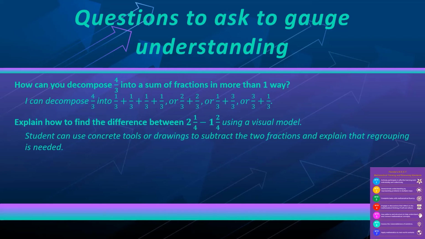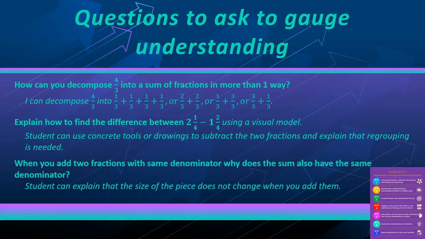So I could subtract 2 minus 1, but I'm going to have some problems when I try to take 2/4 away from 1/4. When you add two fractions with the same denominator, why does the sum also have the same denominator? Students should be able to explain that the size of the piece does not change when you add them. The MTRs demonstrated in these questions are 2, 4, and 7.